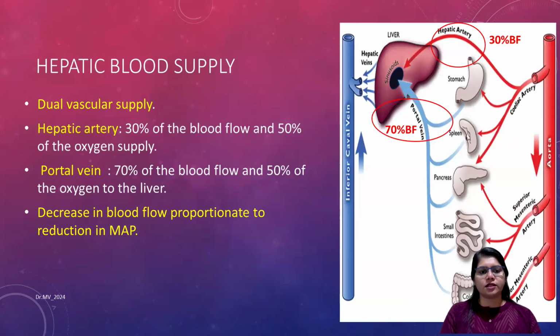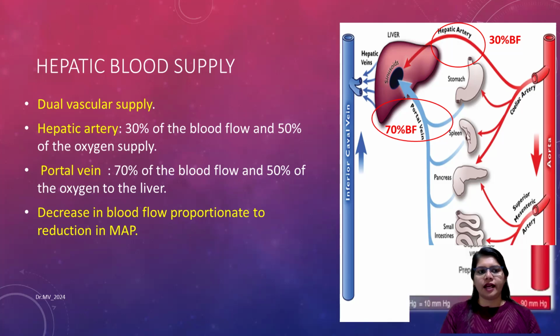So moving ahead, we'll talk about the hepatic blood supply. It is a dual vascular supply by the hepatic artery and the portal vein. The hepatic artery is a high resistance, high pressure system where 30% of the hepatic blood flow is supplied by the hepatic artery and 70% of the blood flow is by the portal vein, even though each gives 50% of the hepatic oxygen supply. When there is a reduction in the MAP, there is a decrease in the blood flow, which is proportionate.